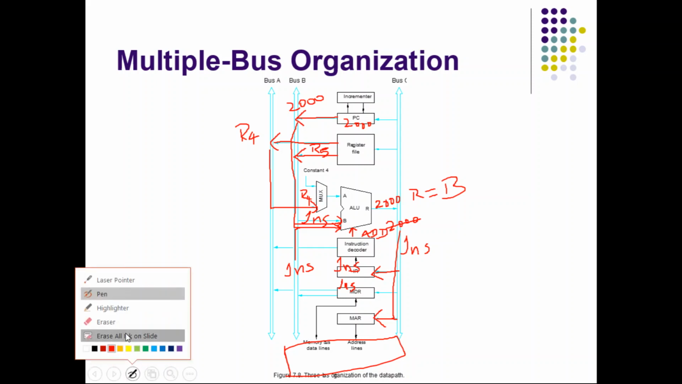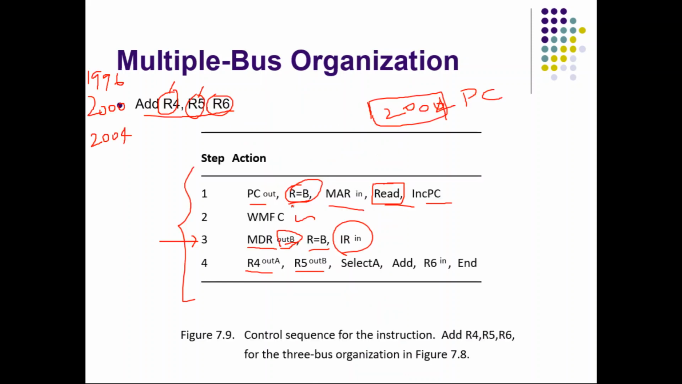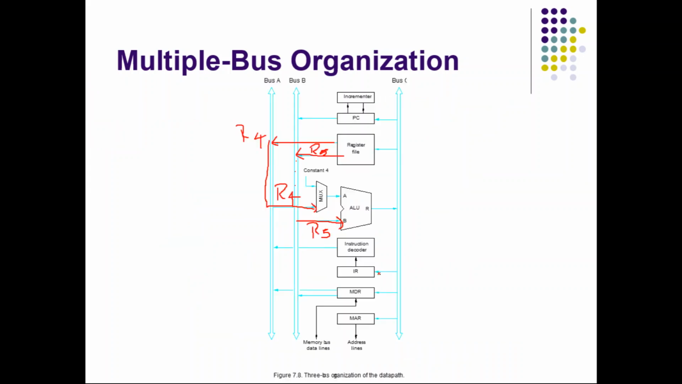Okay, so let me clear everything. So this is R4, so in bus A you have R4. In bus B you have R5. So this R4 is now available through the second input of the multiplexer, and R5 is available through B, right? Because this is available in bus B, this R5 comes here, and this R4 comes here. Now we have to add. Before adding, we are saying select A. Why are we selecting A?